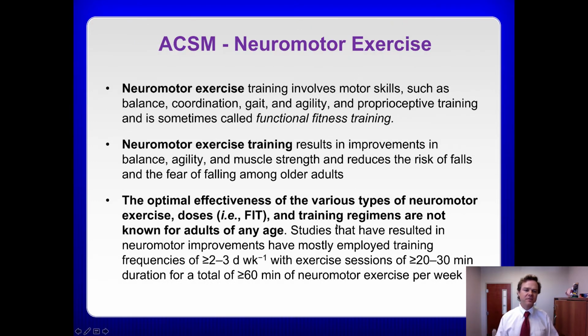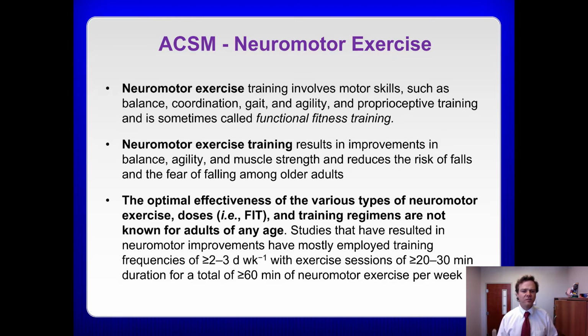From the ACSM text, they give the definition for neuromotor exercise. It's similar to what I wrote on the previous page. It involves motor skills. It has balance, coordination, gait, agility, and proprioceptive training. It's sometimes called functional fitness training. And again, that's where the overlap occurs.